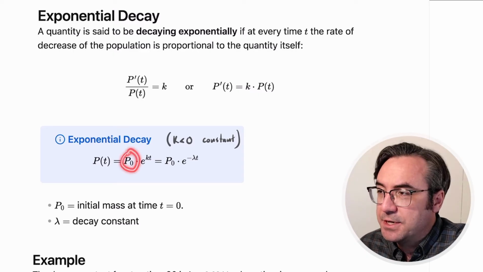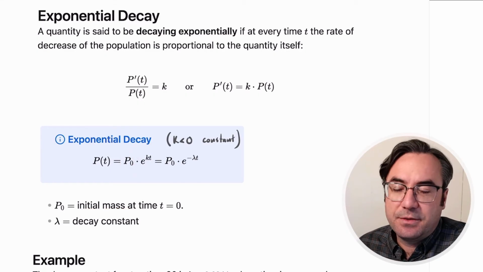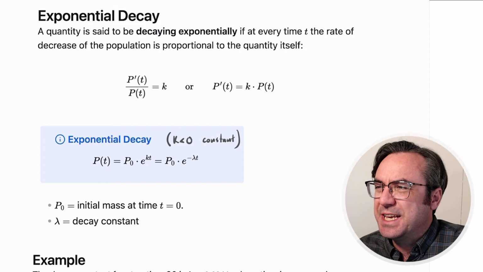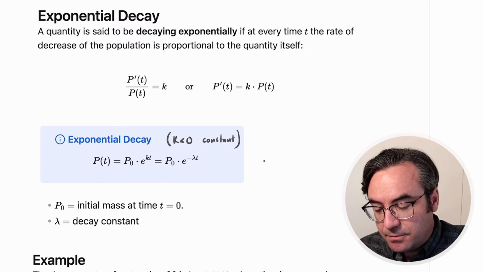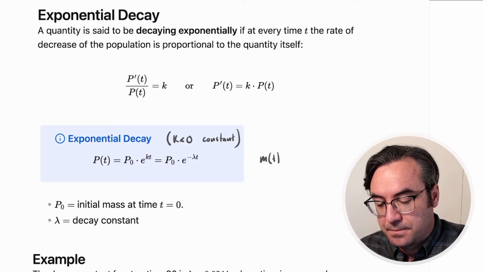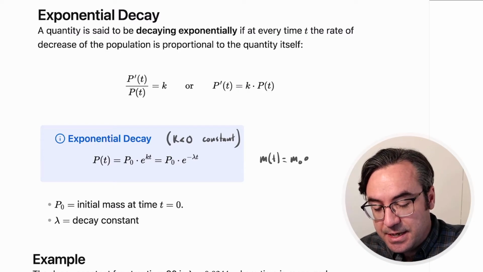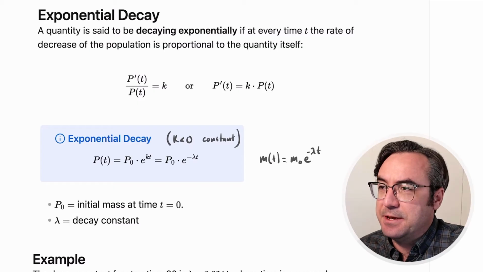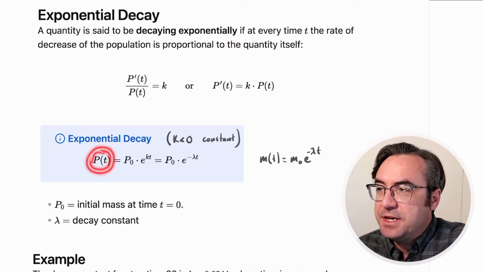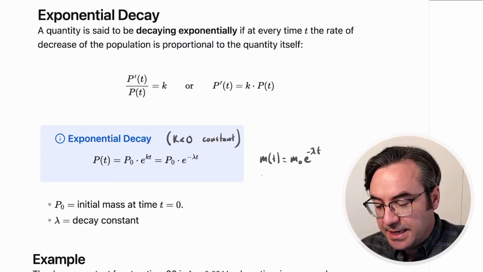And just like with exponential growth, this P0 in front is going to be our starting population or our starting mass. So sometimes we might also write exponential decay, because we're talking about mass, as m of t for mass. So we might say our initial mass times e raised to the negative lambda times t. What this function p of t, or m of t, does is describe our mass at time t.